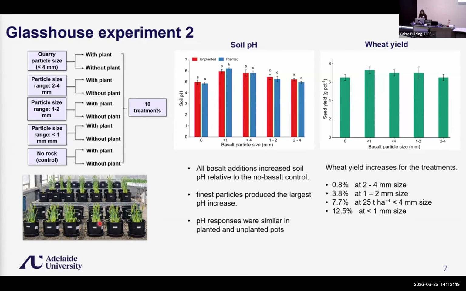And when I compared the planted and unplanted treatment, I found that there was no significant difference between those in pH. And when I looked at the wheat yield as well, it showed a similar response, where the lowest particle size fraction showed the highest wheat yield increase, which was around 12.5%.